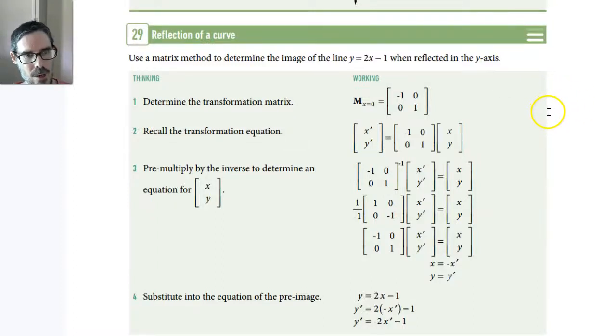Okay, what about a line or a curve? Use a matrix method to determine the image of the line y equals 2x minus 1 when reflected in the y-axis.